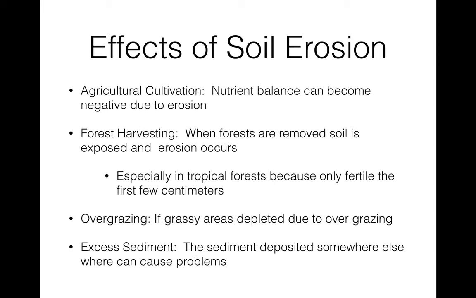And that goes along with the excess sediment that is also on this slide here. Forest harvesting. When forests are removed, soil is exposed and erosion can occur. I just talked about that with the tropical forest because it's really important there, since the fertile soil is only a few centimeters deep. And then again, overgrazing. We can have these grassy areas and we put all these animals in there to graze, and then it becomes less vegetative, therefore being more susceptible to erosion.